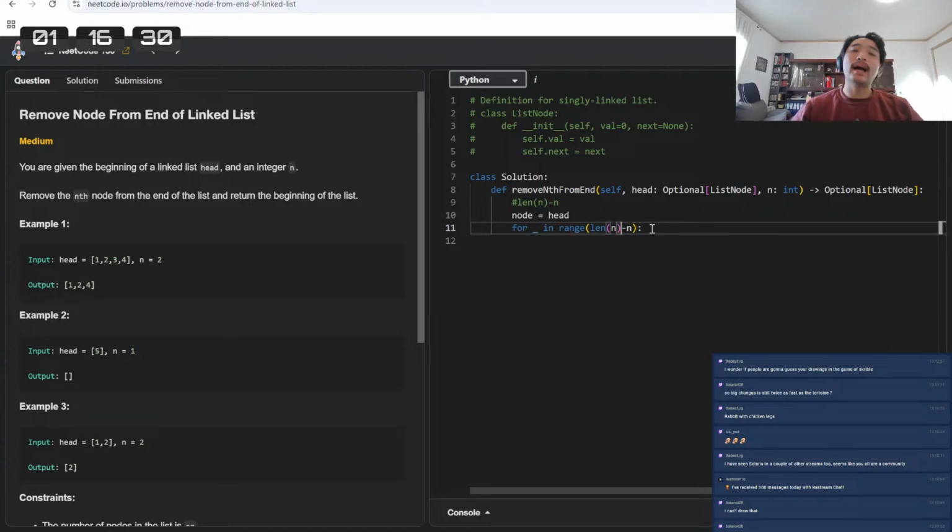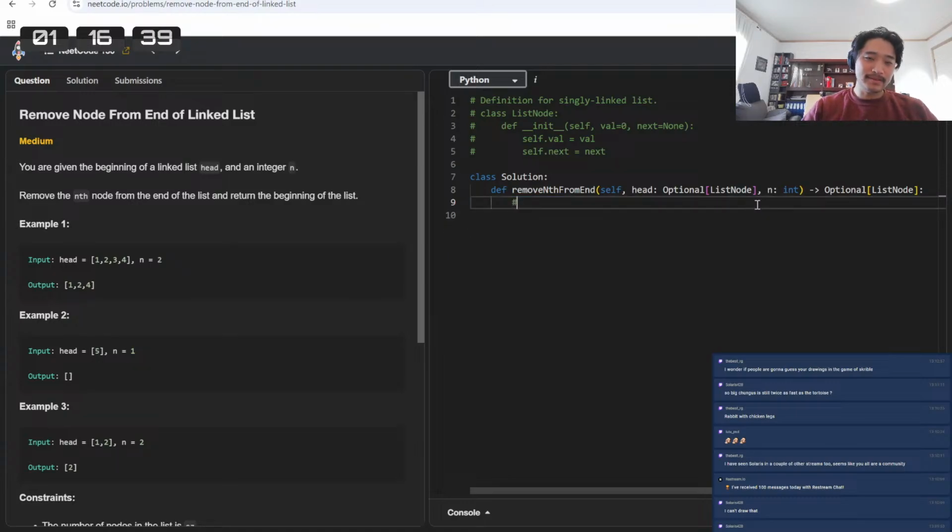Oh yeah! I don't know how long it is. Now it makes sense. Do I actually need to reverse it? I think that's so inefficient.